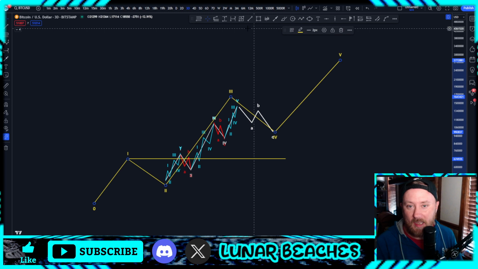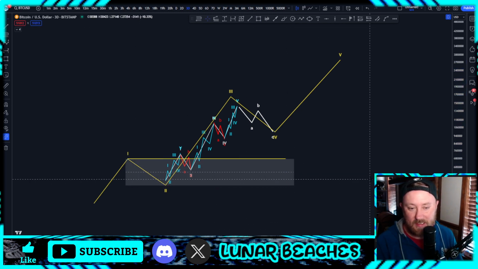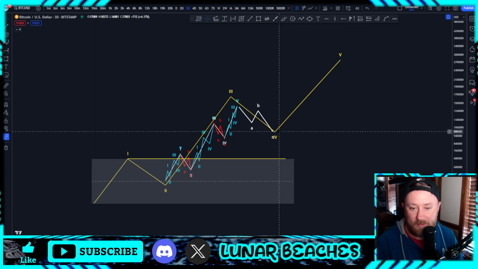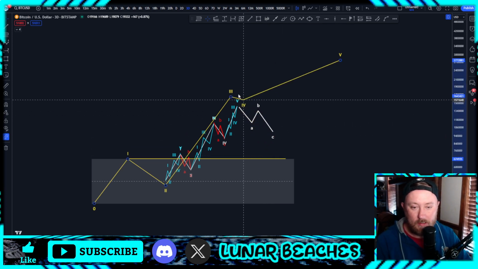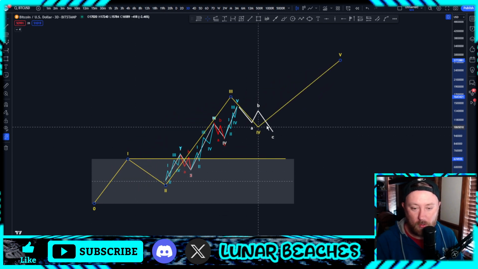So just kind of think of it like this. Let's just put a big block. Let's just say this is an area. This is the territory of wave 1. Okay? All of wave 1, this is its territory. It must be defended. So wave 4 cannot come down into wave 1.